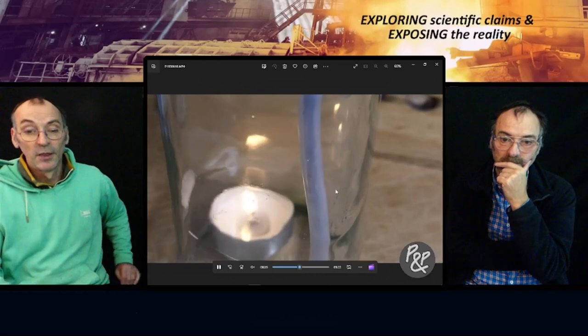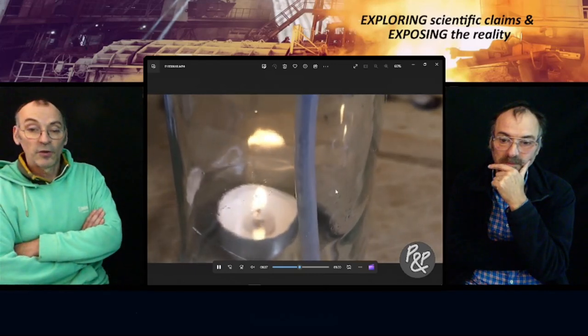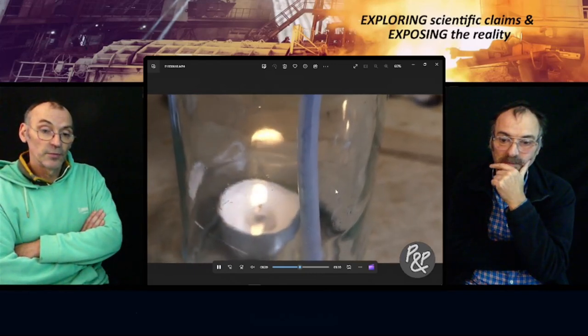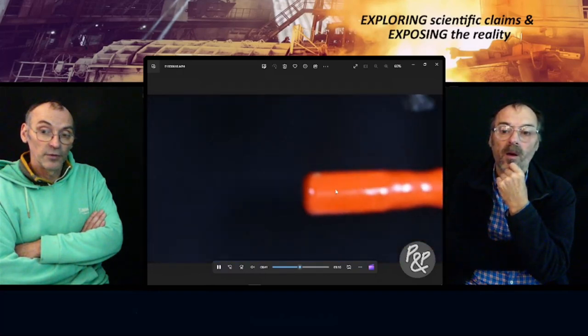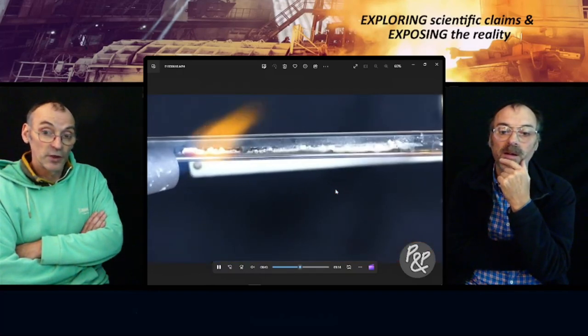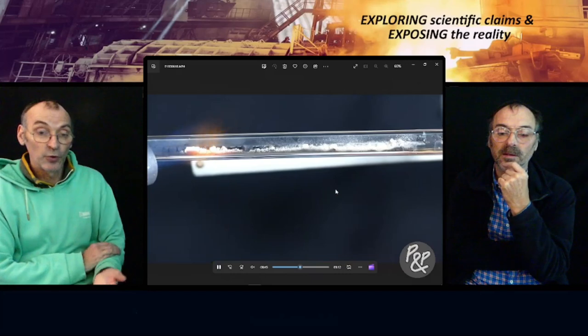We changed the location of the pipe inside the jar on a few occasions, and we're continuing to heat, but the flame wouldn't go out.